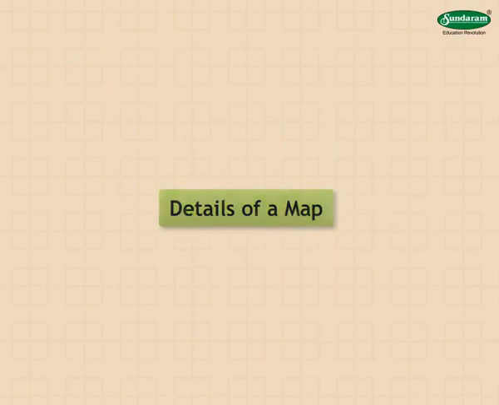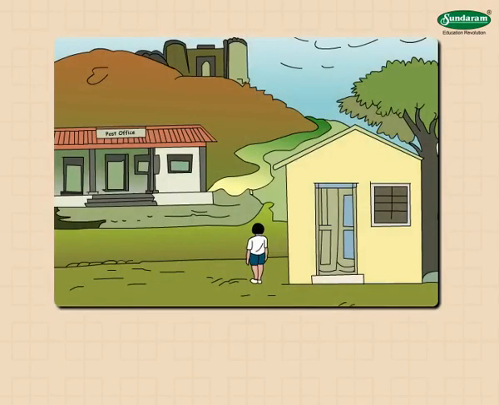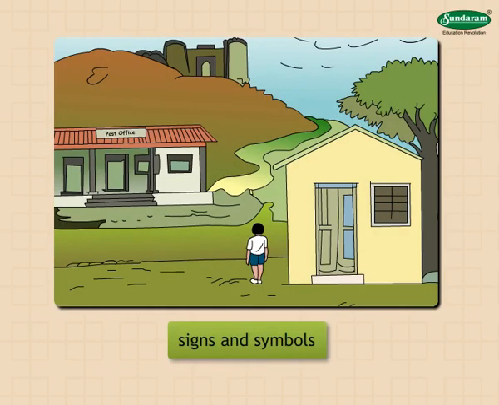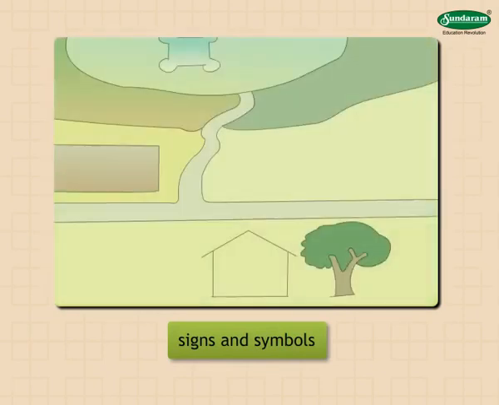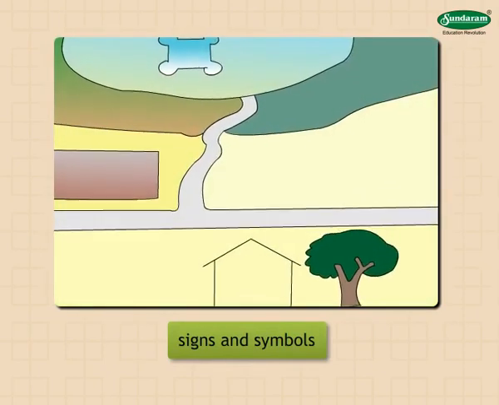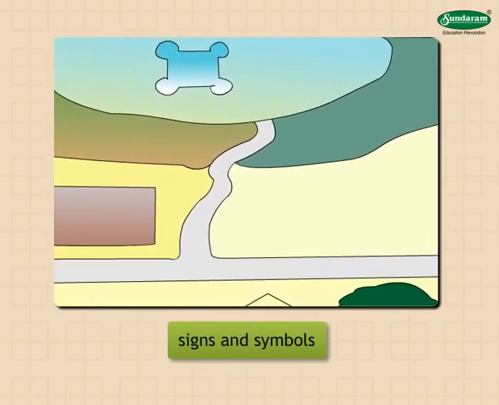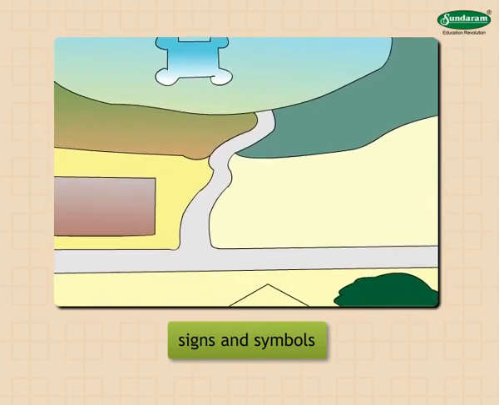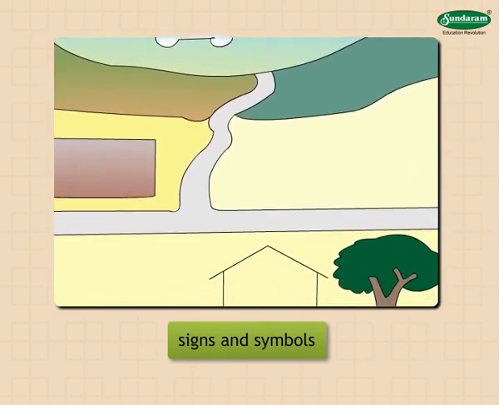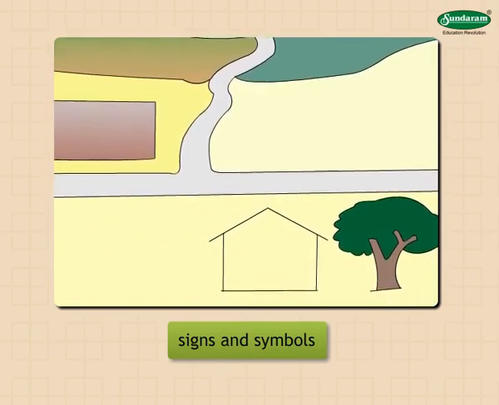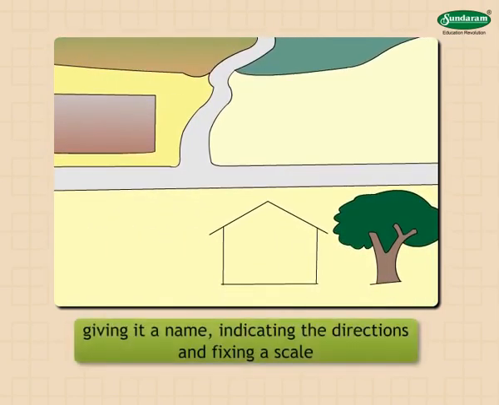Details of a map. Look at this image. It also shows the same things, but with the help of signs and symbols. The second image is a sketch for the first image. It is necessary to do certain things so that this sketch can be understood properly. For example, giving it a name, indicating the directions, and fixing a scale.